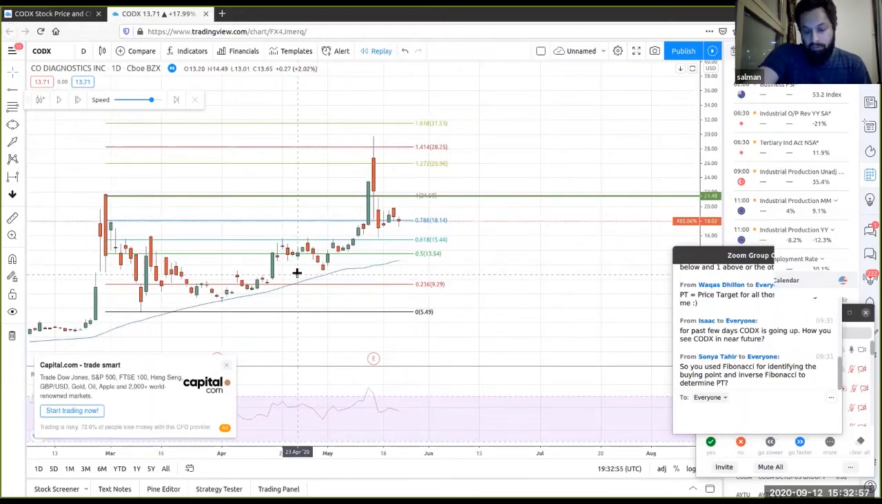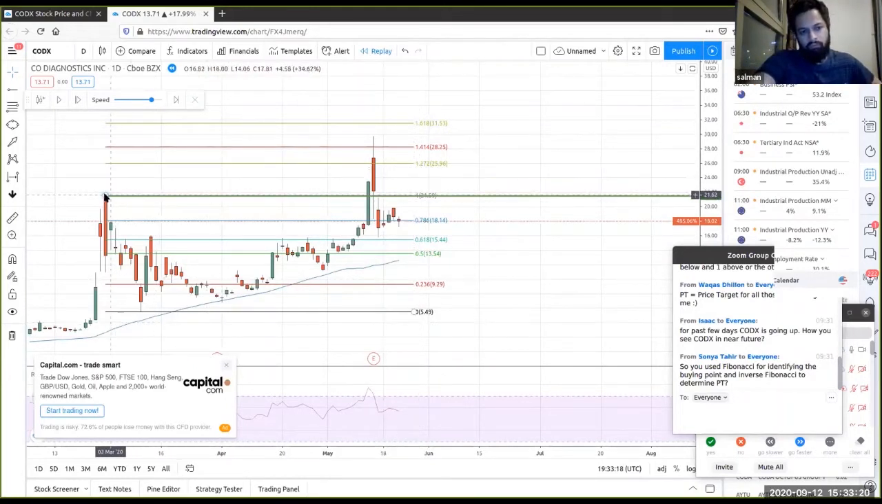For me, the best strategy which works is to find the 786 correction, buy at the 786 correction, and sell at least at the previous top or in the extension zone. This works most of the time, and your SL should be below the zero. So this works very well most of the time.